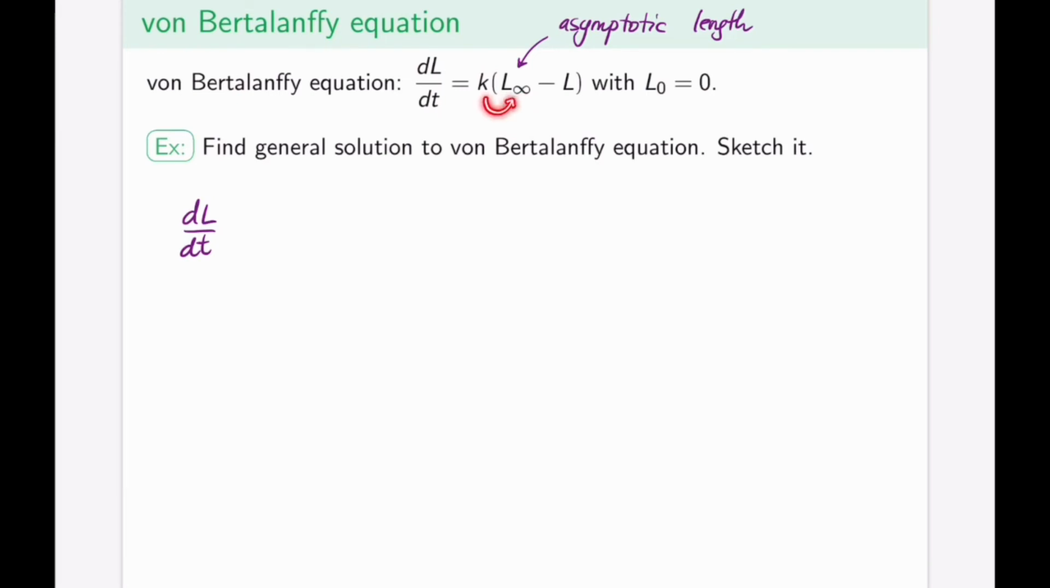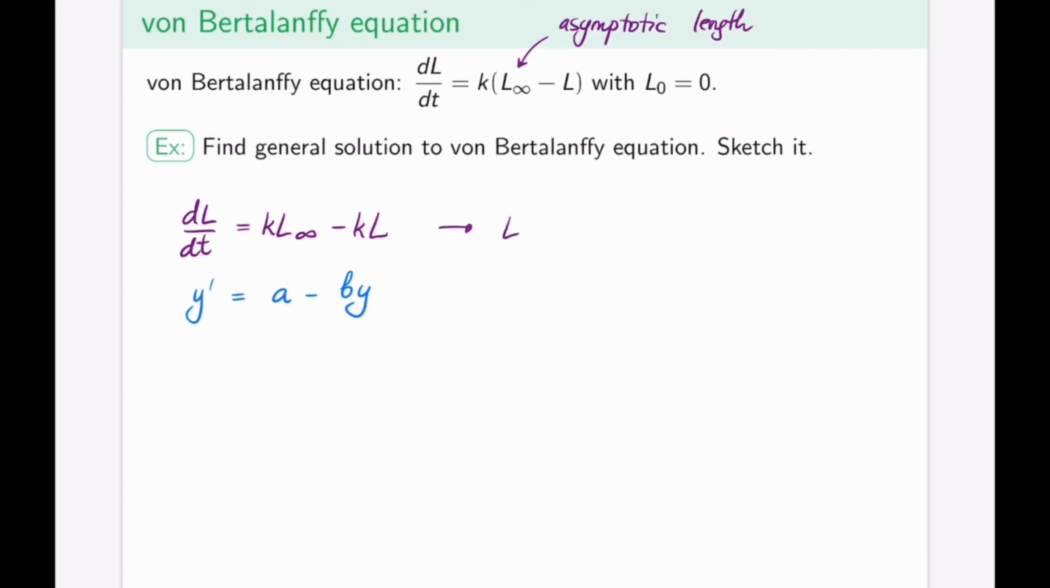So what I'm going to do is open up the brackets and multiply by k. So we have kL infinity minus kL. So here it's a constant times a constant, here it's a constant times my variable L. So this makes it very clear that this equation in fact is of the form A minus BY, because this is a constant, can be modeled by A, and this is a constant that can be modeled with B. This means that I can solve this equation. So let's write out the general solution.